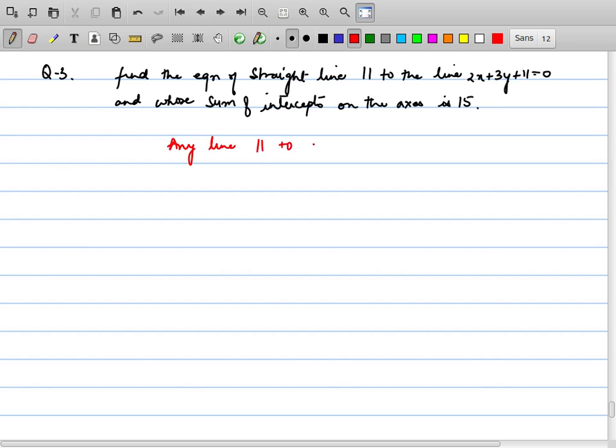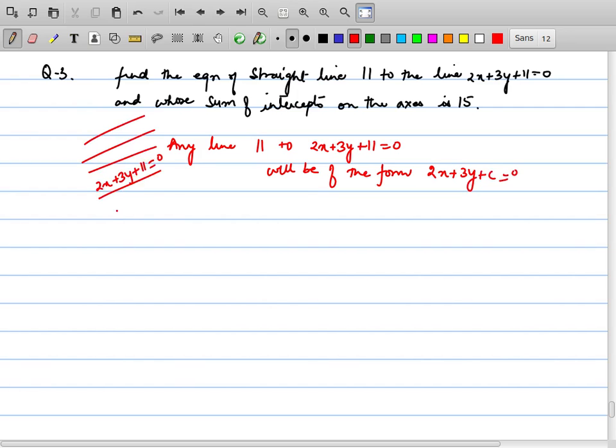Any line parallel to 2x plus 3y plus 11 will be of the form 2x plus 3y plus c equals 0, because there will be many lines which will be parallel to this. This is your 2x plus 3y plus 11 is 0. Now there will be infinite lines that will be parallel to this. Which line are we looking for? We are looking for a line whose sum of intercepts is equal to 15.